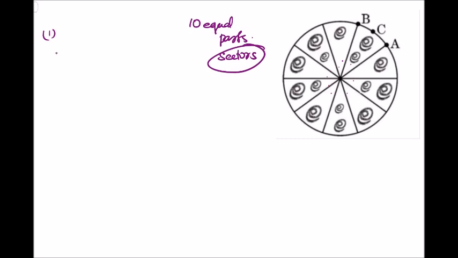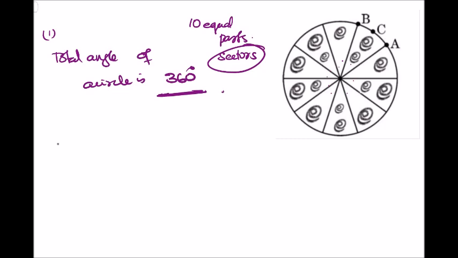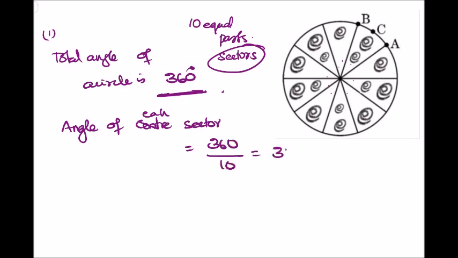Now, we know that the total angle of a circle is 360 degree. Hence, angle of center sector or each sector is equal to 360 divided by 10. That's equal to 36 degree. So, the angle of a sector is 36 degree. This is the first question's answer.